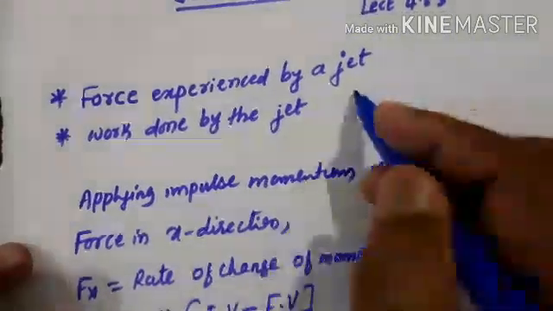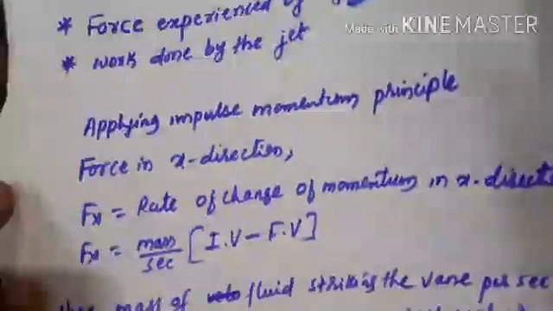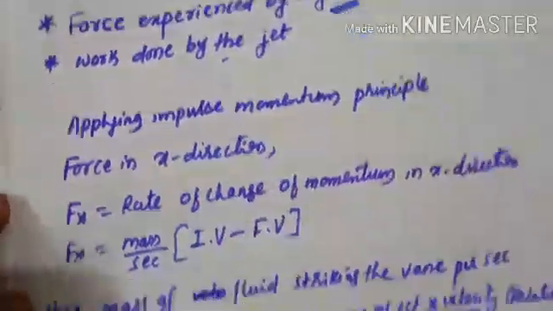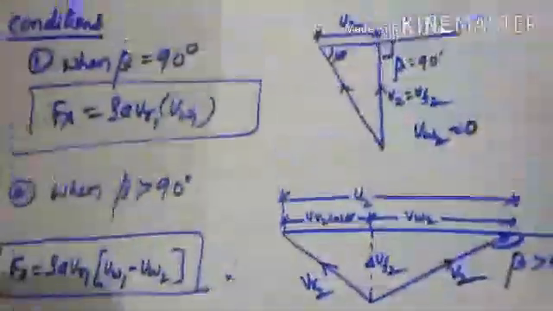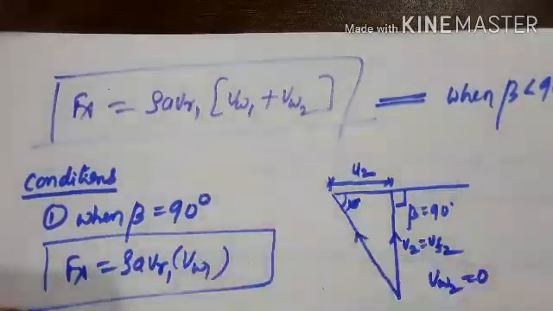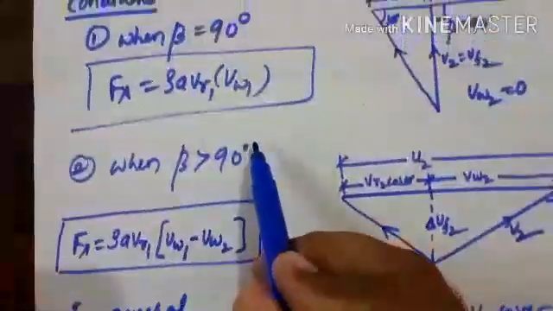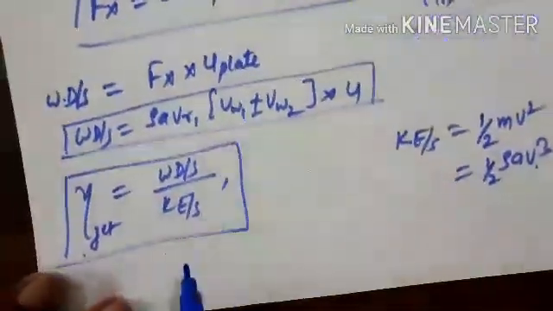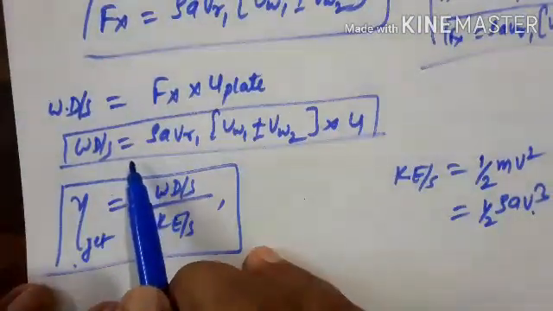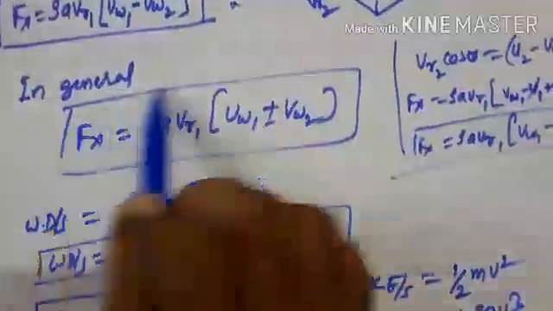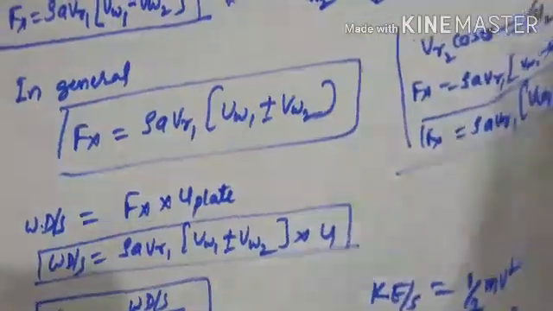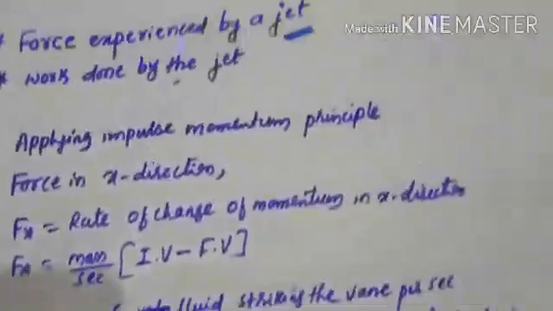Force experienced by a jet, and also work done by the jet, are many times asked in exams. So taking the velocity triangle into account, you have to get the force exerted by the jet in x direction, when beta is less than 90 degrees, when beta is 90 degrees, and when beta is more than 90 degrees. Then finally this is the efficiency of the jet. Then work done per second we have to calculate. Again, in general the equation can be written like this. Okay, thank you.